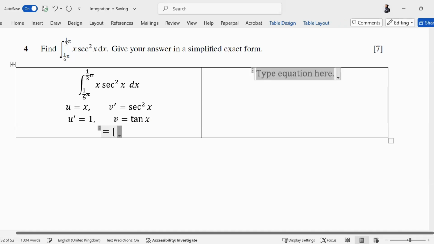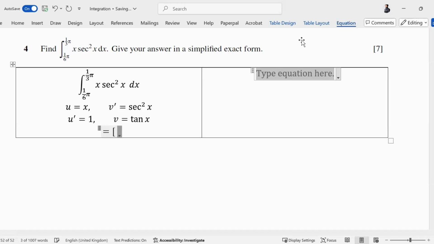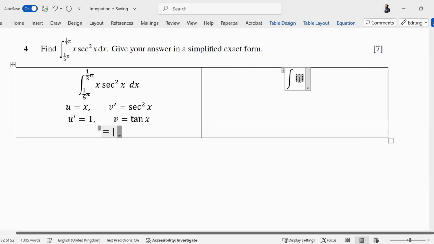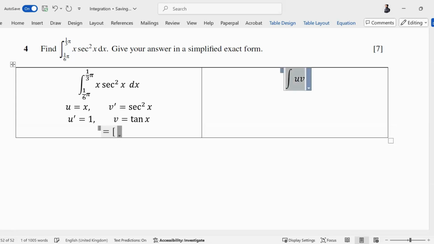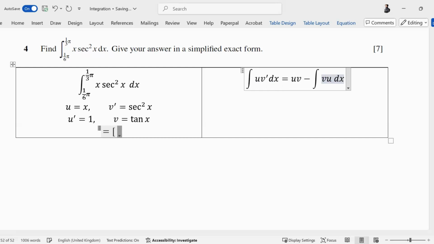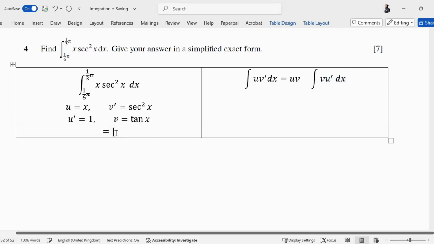दोबारा यहाँ मैं लिख देता हूँ क्या होता है. इंटीग्रल ऑफ uv dash is uv minus integral of v dash u dx. Is that right? vu dash, sorry. vu dash. सही है ना?